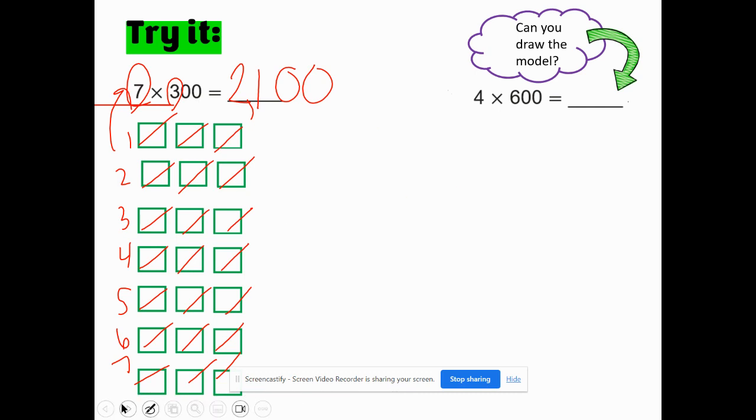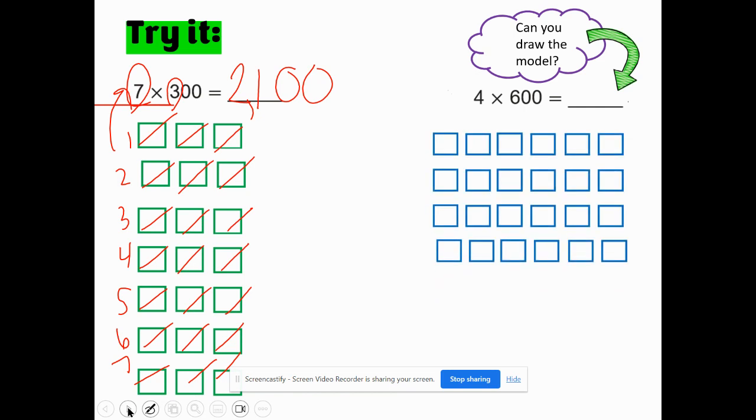All right, so the other one you should have drawn, can you draw the model? I wanted you to practice drawing your own model for 4 times 600. I should have drawn a model that looks like this. Here are my 4 groups, and in my 4 groups, I have 600. If I look here, 4 times 6 is going to give me 24. So if I count up each one of those squares, I'm going to have 24 squares. That means that 4 times 600 is 2,400. And I know that because if I look at the end of the 6, I'm in the hundreds place. I have 2 zeros. I have to put those 2 zeros at the end.